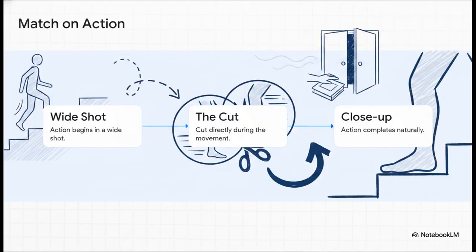Now, what's genuinely wild about match on action is how it basically hacks our visual perception. You start an action in a wide shot. Then, you make the cut directly in the middle of that physical movement. Finally, the action completes naturally in a close-up. By hiding the cut right in the middle of a motion, like someone opening a door or picking up a book, you force the viewer's brain to track the momentum across the edit. It makes the cut virtually invisible.